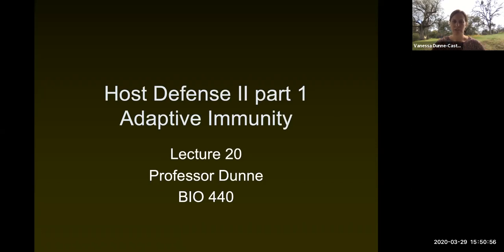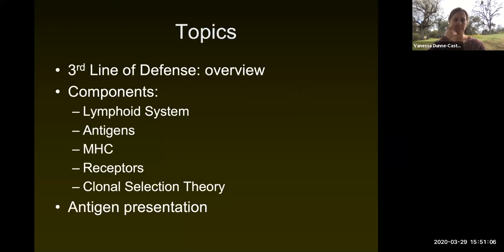I'm going to draw a whole bunch of diagrams, but of course we have a limitation with our technology here. So I'll be drawing on the whiteboard and sharing some images with you, and we'll see how well we get through this. Again, we'll start with this overview of the third line of defense and talk about these different components of it and discuss the receptors on the surface of our B and T cells and our presenting cells.